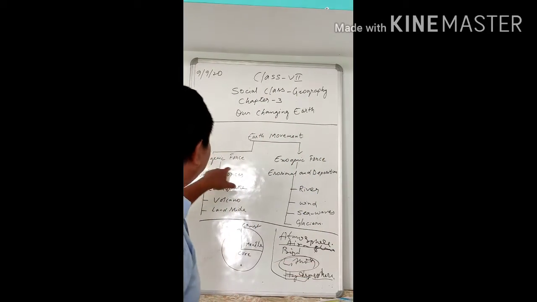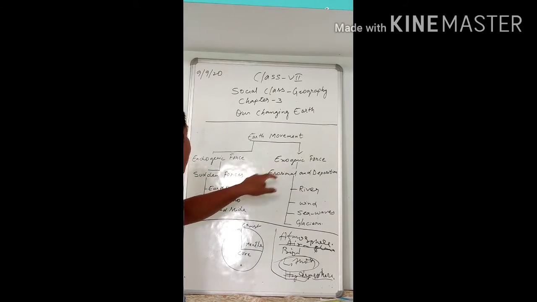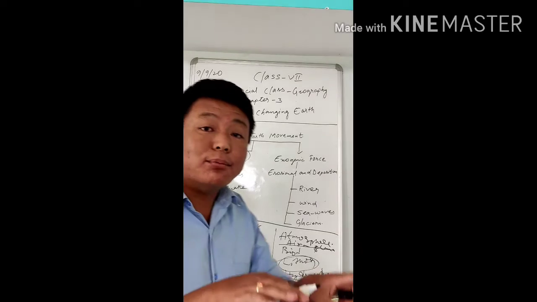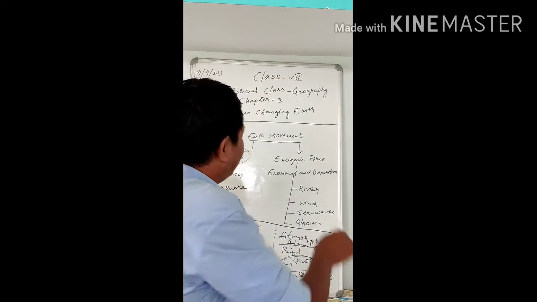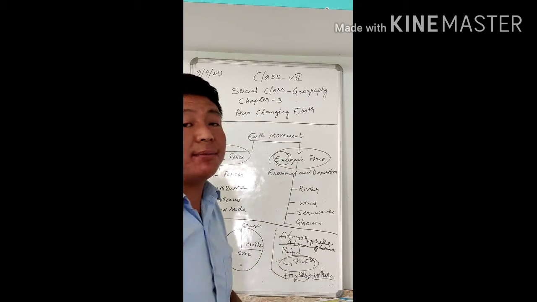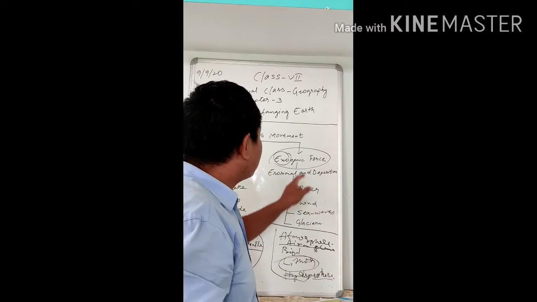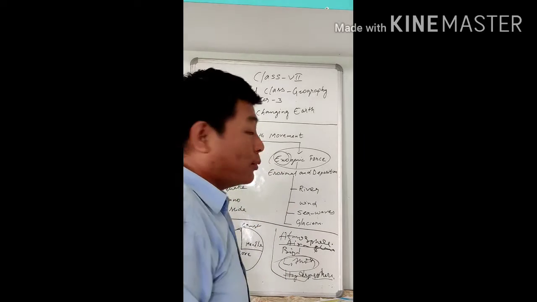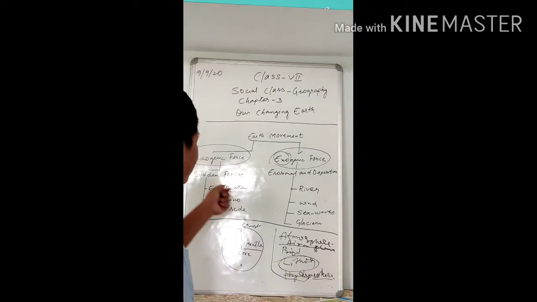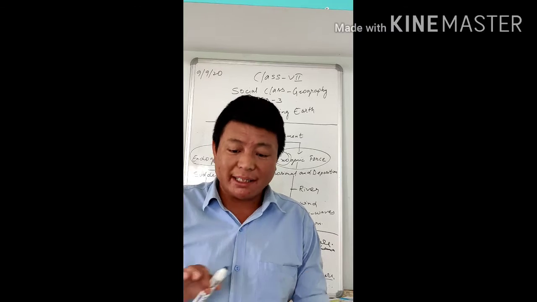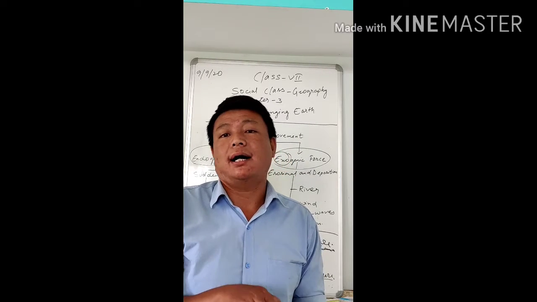So as per this, there is the endogenic force and the exogenic force. Endogenic force means movement in the interior of the earth, and exogenic means outside. Exo means outside, that means surface movement. Now first we have to concentrate on the endogenic force. What are the sudden forces occurring inside, beneath the earth?